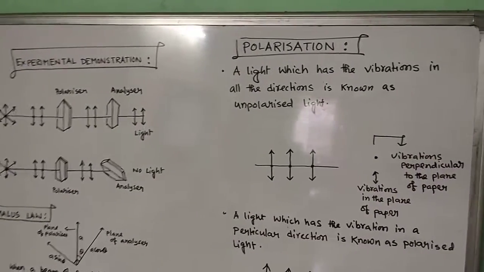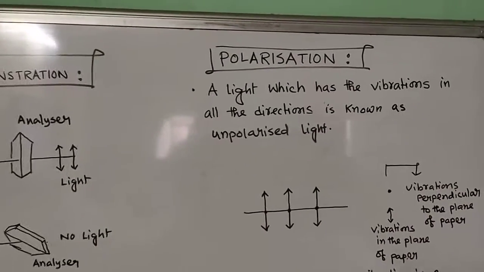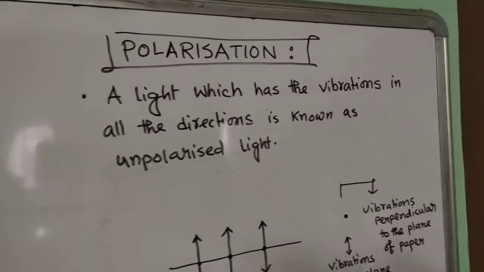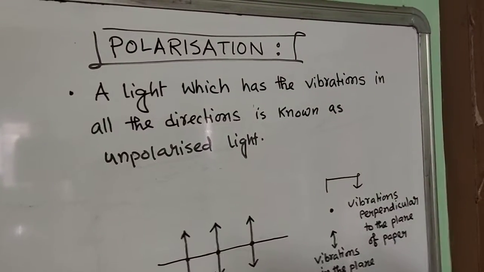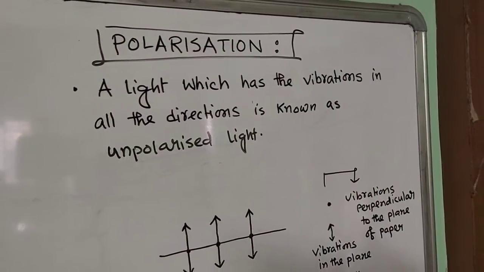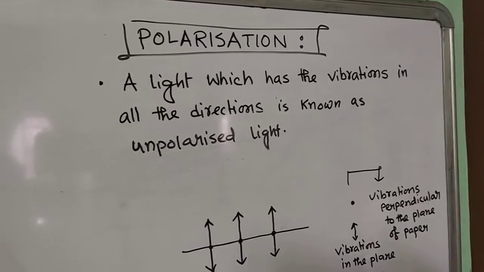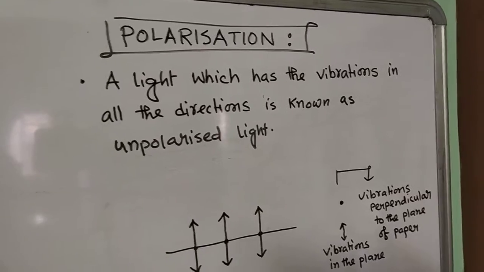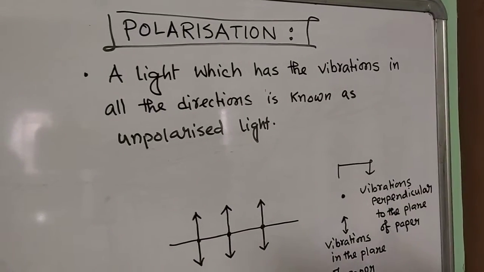Good morning. Today we are going to discuss a very important topic, polarization, from the chapter wave optics. Now, what is polarization? Polarization is nothing but a technique by which we can make unpolarized light into polarized light. Now, what is unpolarized light? Let me read out what we have written. A light which has the vibrations in all the directions is known as unpolarized light.